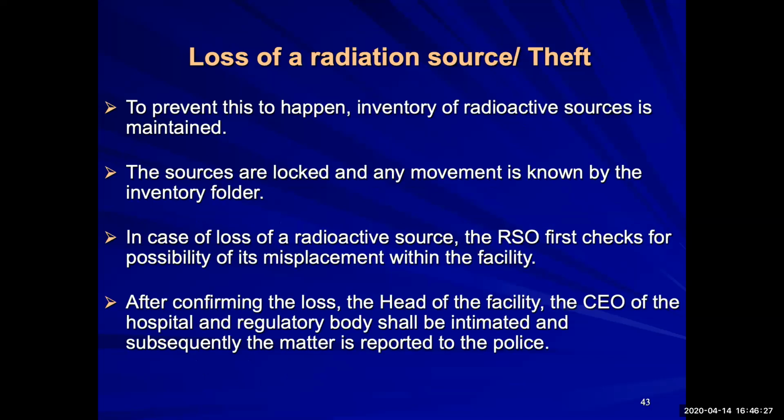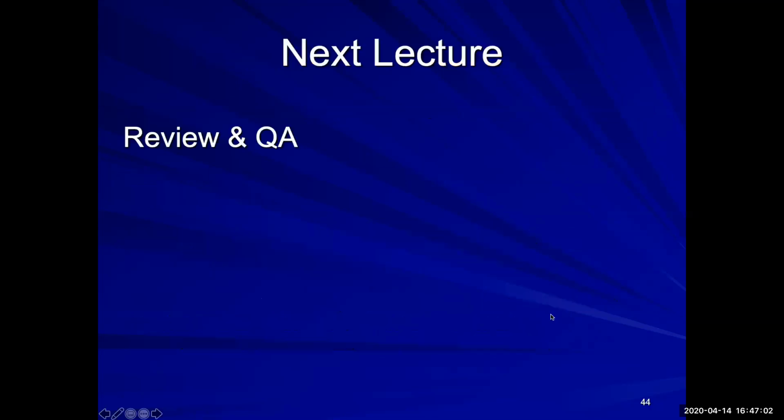If the radiation source is lost, to prevent this from happening, keep an inventory of radioactive sources. The sources are locked and any movement is known by the inventory folder. In case of loss of a radioactive source, the RSO first checks for the possibility of misplacement. Otherwise, the CEO should be informed, and also the radiation safety officer and sometimes the police, because this is considered radioactive source loss or theft. The regulator should be informed.